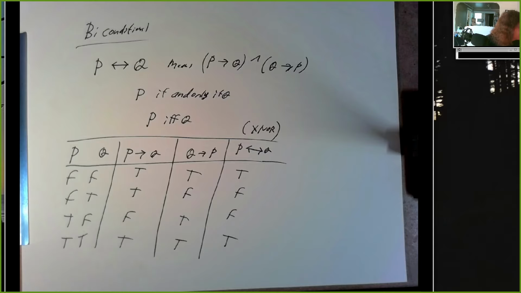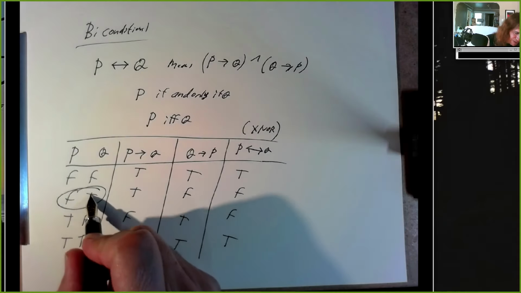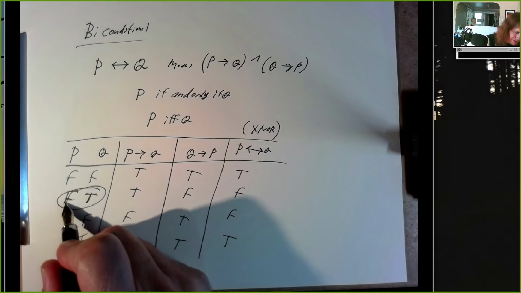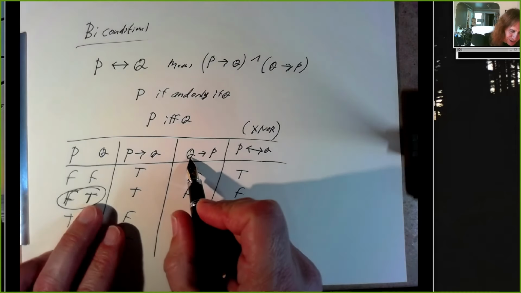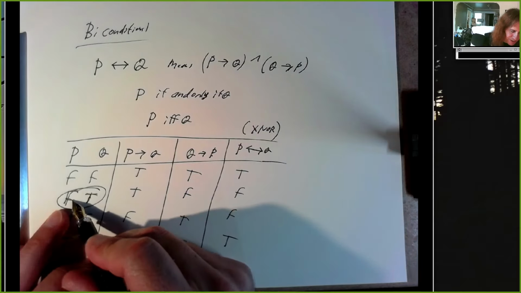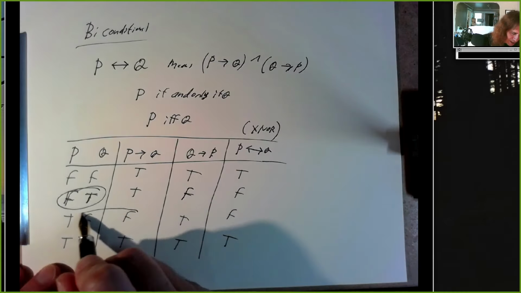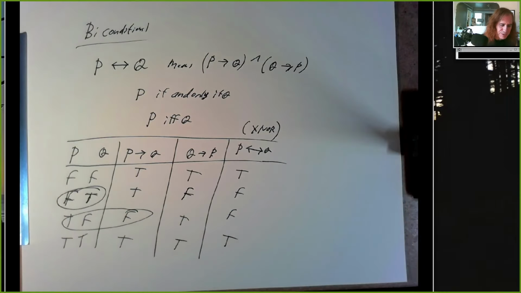So question: why is the second case from if Q then P false? So if Q then P, because the hypothesis is true and the conclusion is false. But this statement says if the hypothesis is true, then the conclusion must be true. Well, in this case, the hypothesis is true, but the conclusion is false, so the conditional statement is false. It's exactly the same as why we have a false here. We've just switched Q and P around. If that didn't answer it, shoot me an email and we'll talk about it more.